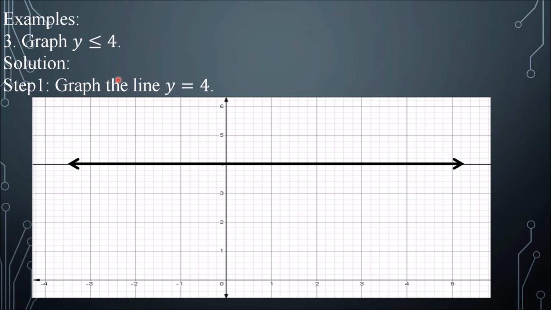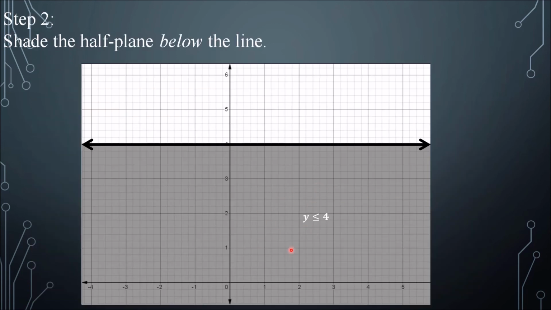Then after that, since we use less than, we will shade the lower part of the plane. So that one. So this will be the shaded part. This will be the solution of y is less than or equal to 4.